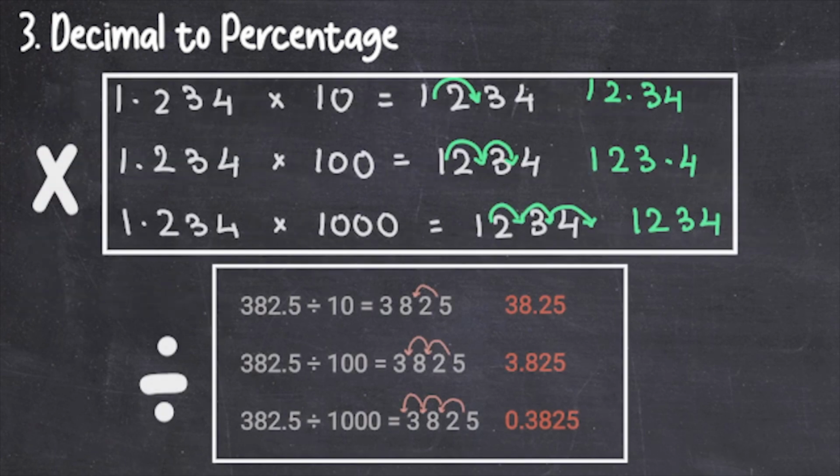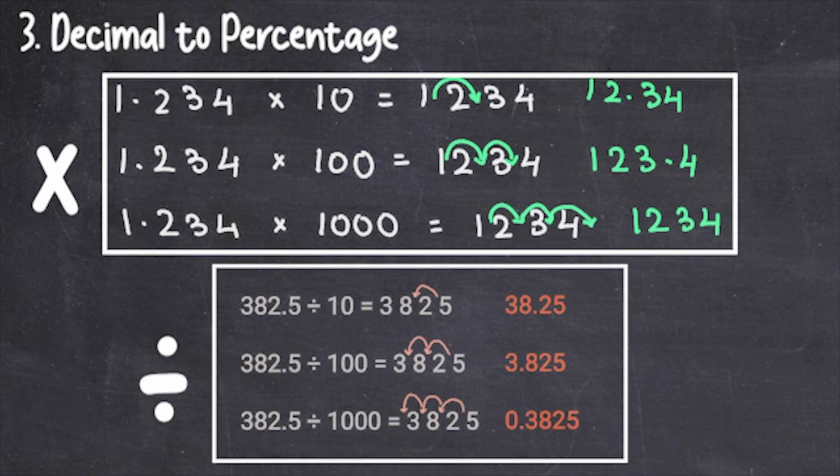This works for any multiple of 10. As we can see in these examples, just move the decimal point the same number of places as there are zeros in the multiple of 10 we are using. To multiply by 10, move the decimal point 1 place to the right. To divide by 1,000, move the decimal point 3 places to the left. Take a moment to pause the video and look at the examples. Notice how many places the decimal moves and in what direction.